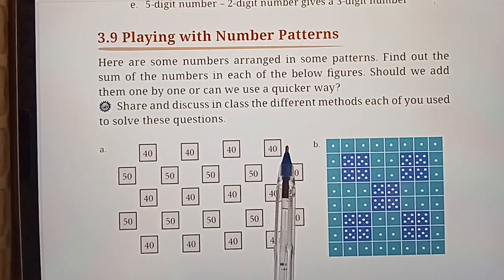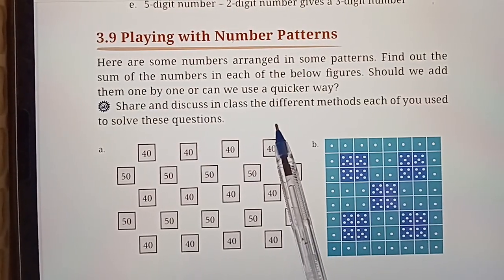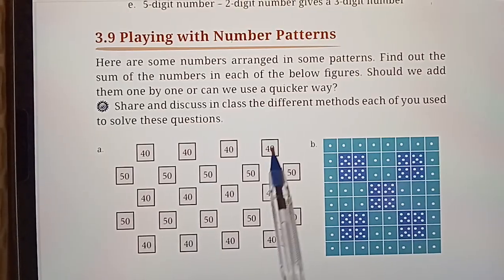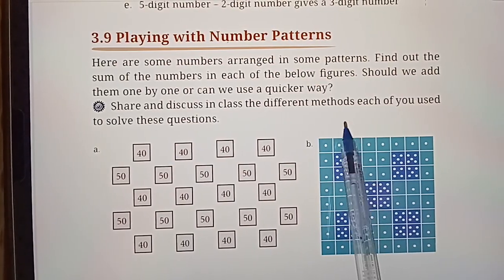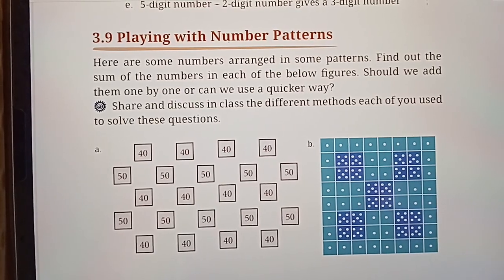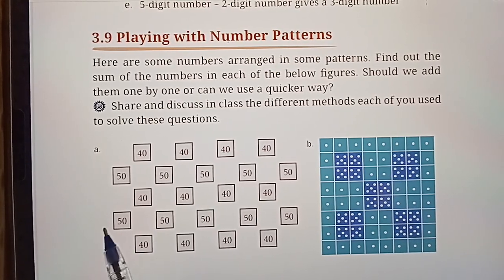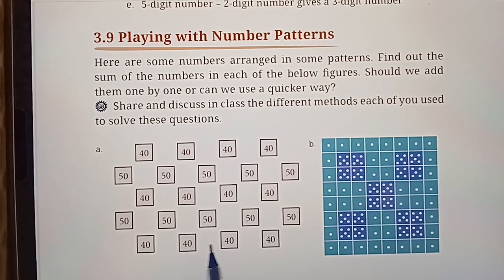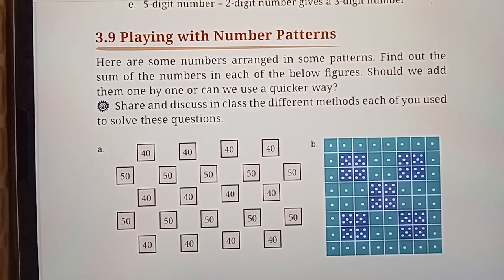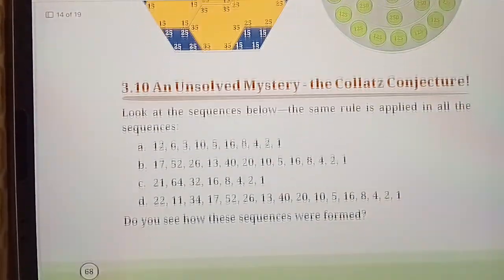There are 4 40s. So that is 40 into 4 plus 1, 2, 3, 4, 5, 5 50s. So 5 into 50 plus 1, 2, 3, 4. So 4 into 40 plus 5 into 50 plus 4 into 40. So this is how you can add in a quicker way. So this is how numbers and patterns work together.